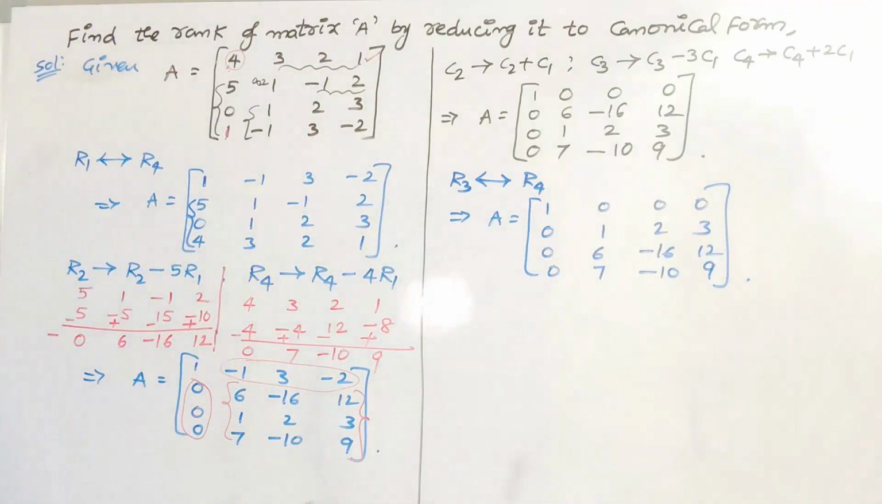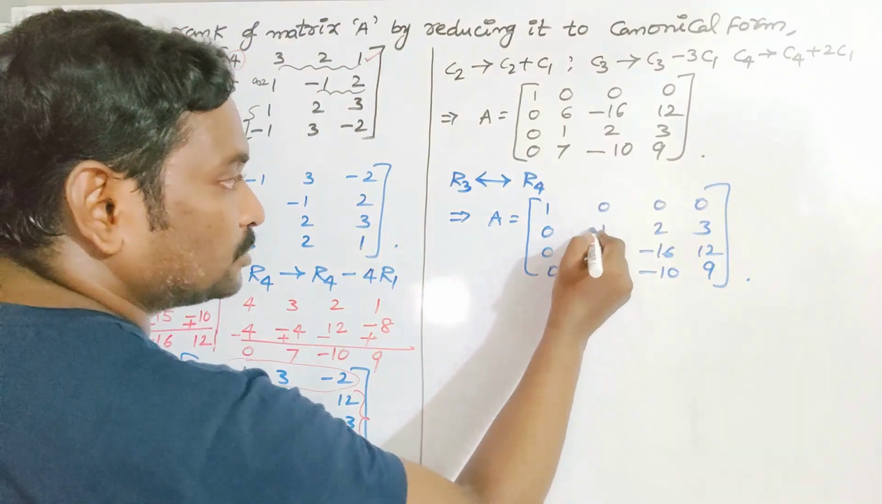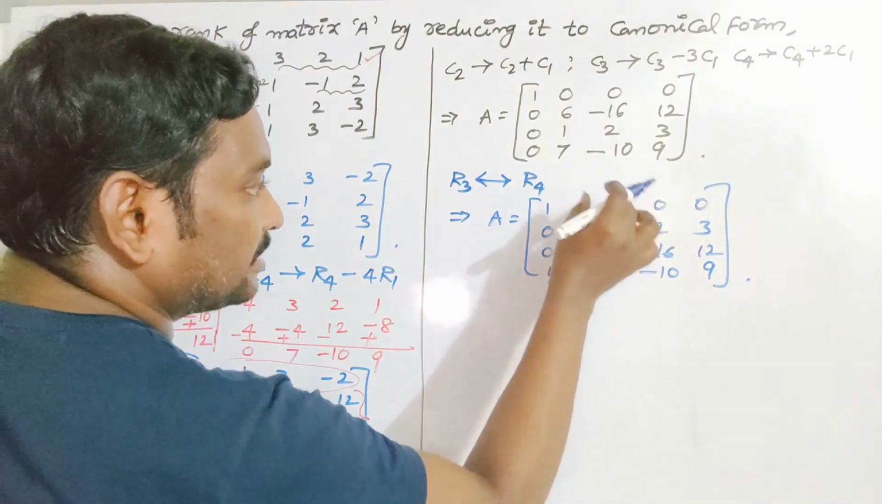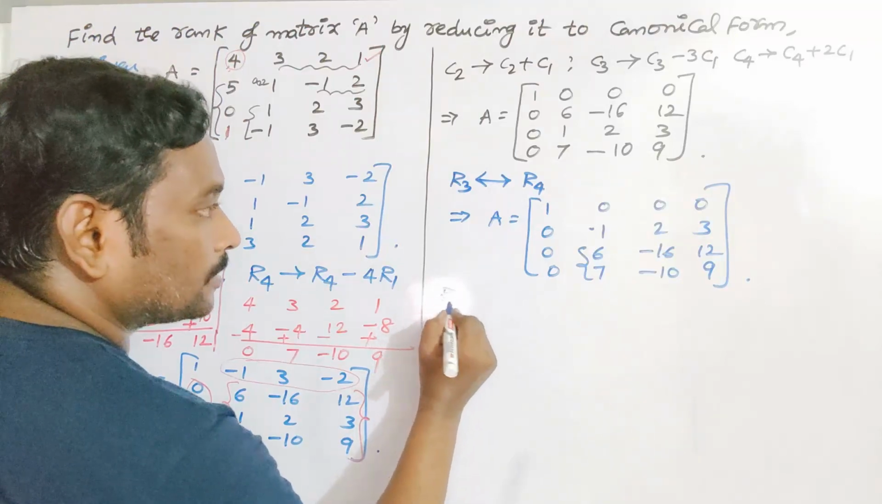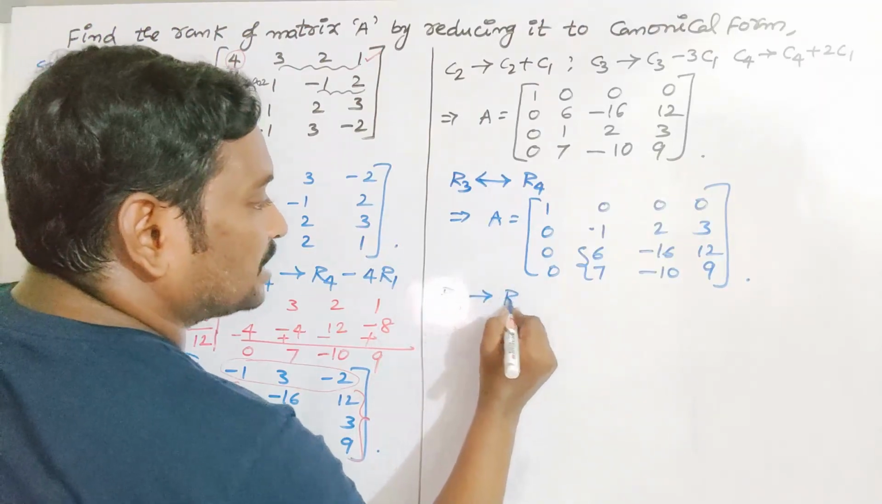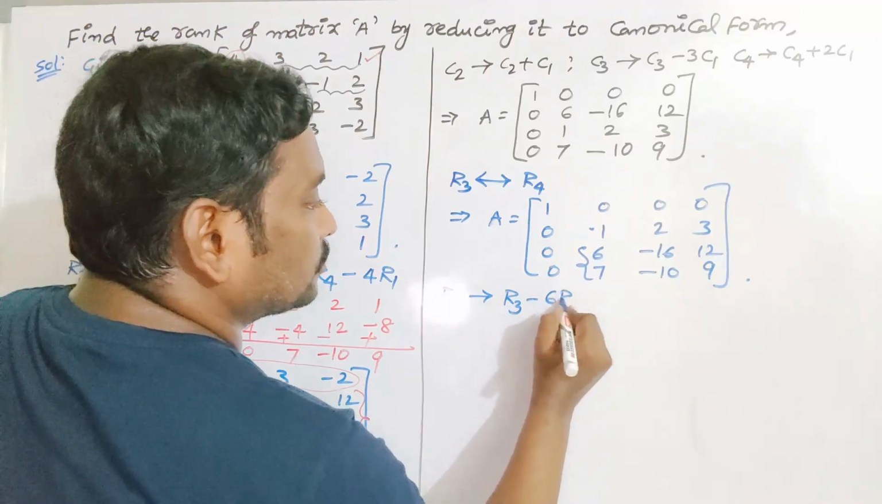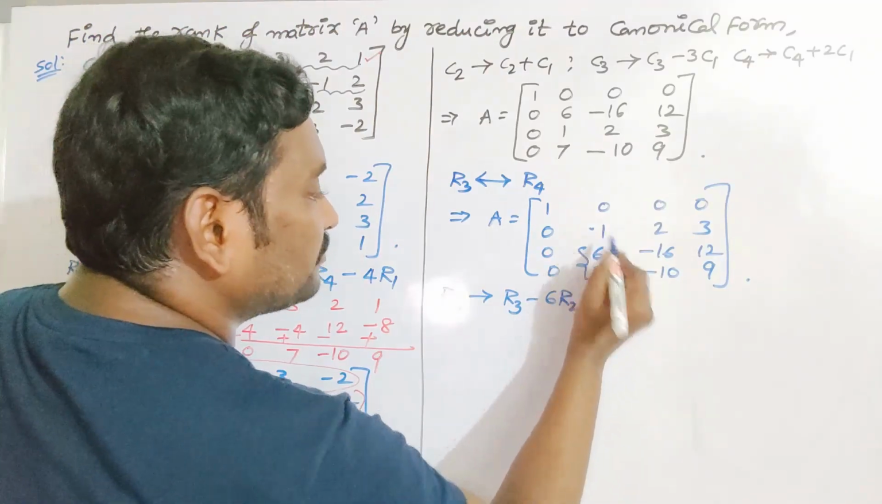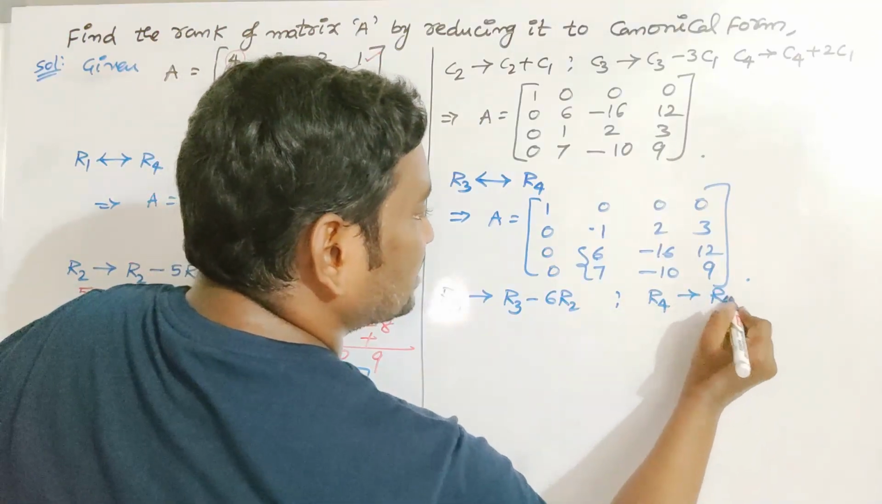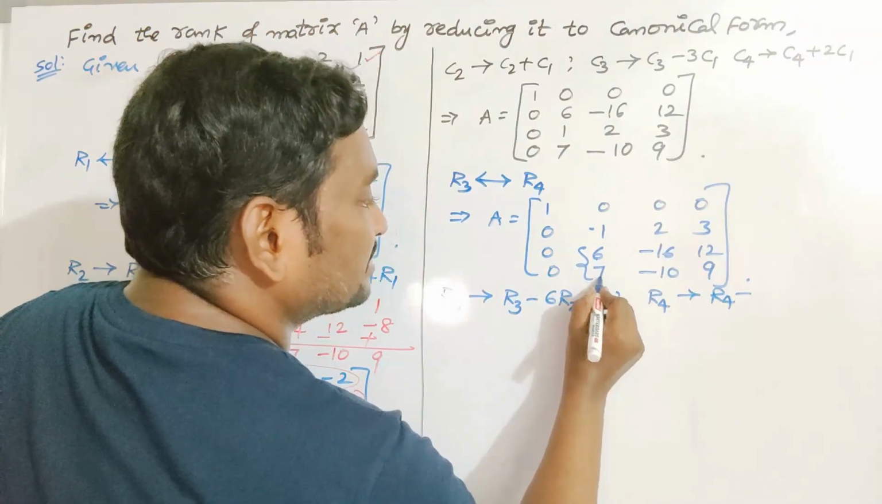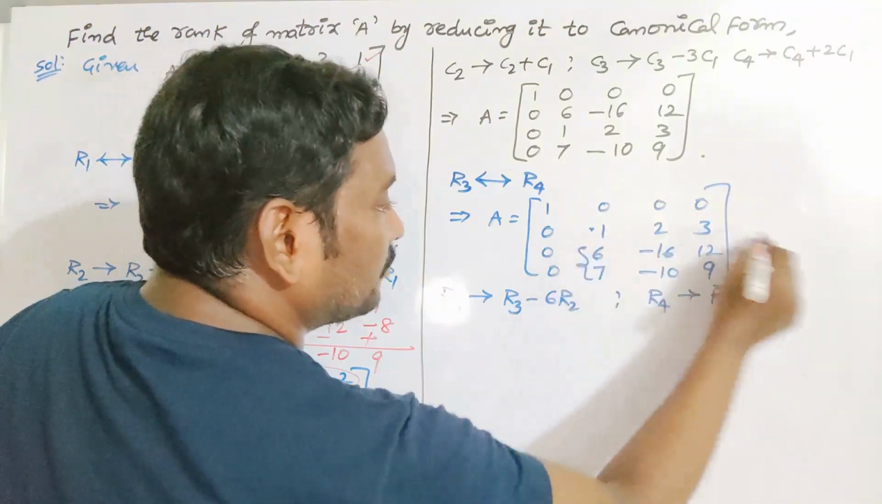Next 0, 7, minus 10, 9. Now, we can easily make these two elements 0 by using this second pivot element. So, what are the operations? R3 implies R3 minus 6R2. Since here we have 6, multiply this row with 6 only. R4 implies R4 minus, here we have 7. That's why you can multiply the entire row with 7 only.